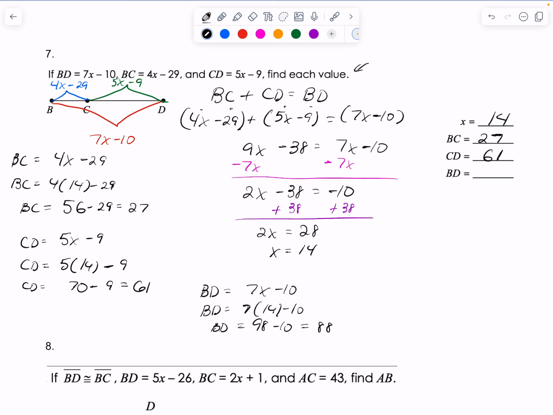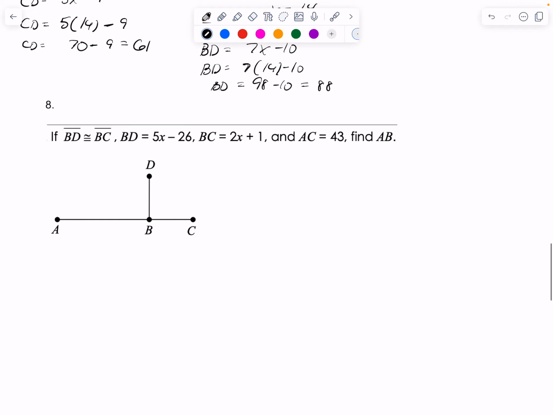All right, so those are the three different segment lengths for this. Let me fill in that last one there. So that's 88. And you'll notice we have x is 14, which gave us all three of those. All right, let's do one more, and then we'll be finished.